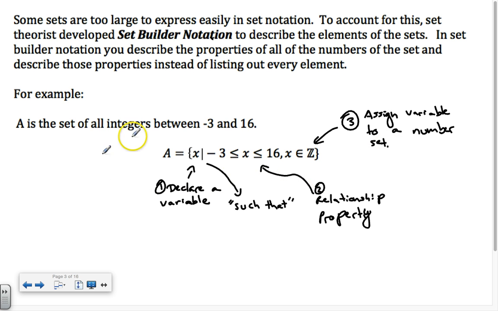So for example, if I'm saying X is all of the integers, I'm going to say, well, it's X such that -3 is less than or equal to X, which is less than or equal to 16. And I'm going to say X is an element of the integer set. And that's going to handle this relationship, and it's going to be much easier to write than writing set A that has 19 elements in it. So let's try an example with it.